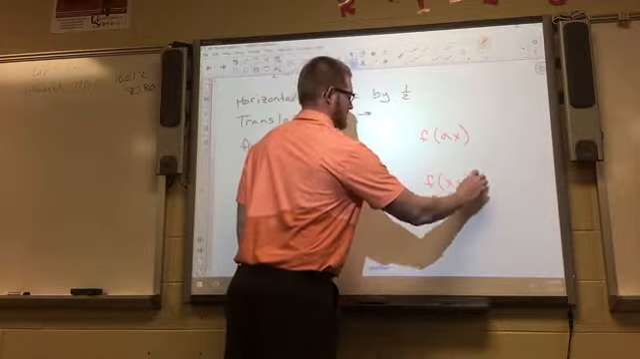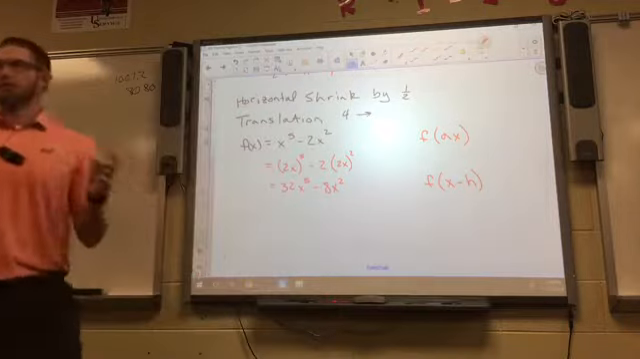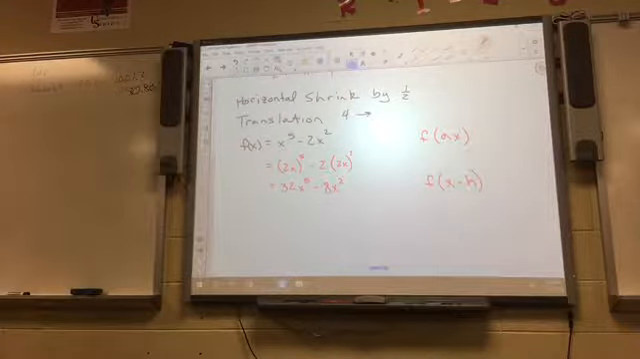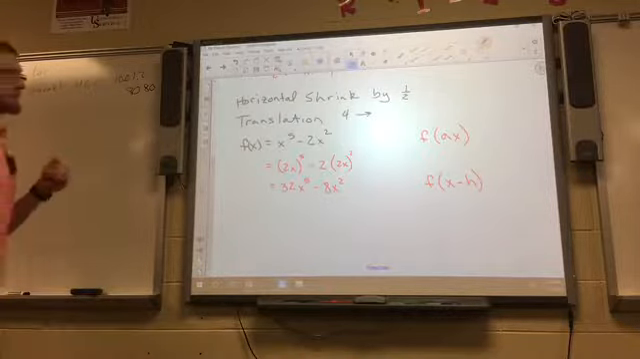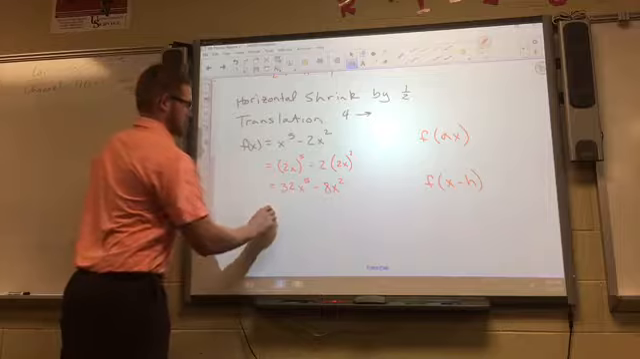X minus h, correct? Meaning I'm changing the x values. I'm not adding it to the end like I did on the vertical one on the last problem. I'm going in and I'm changing all these x values. So I'm going to start here.